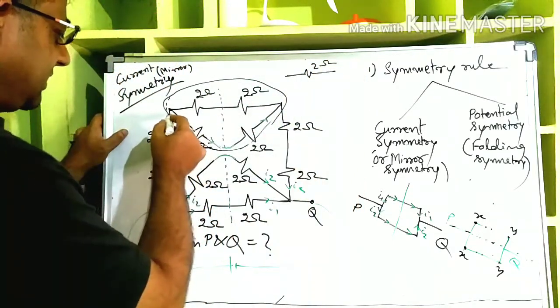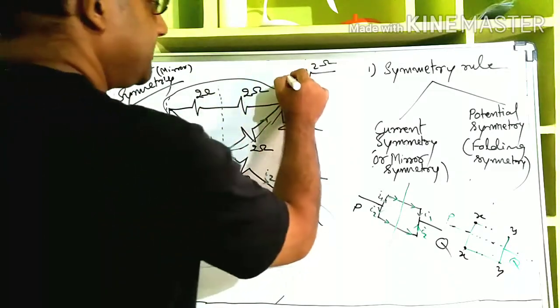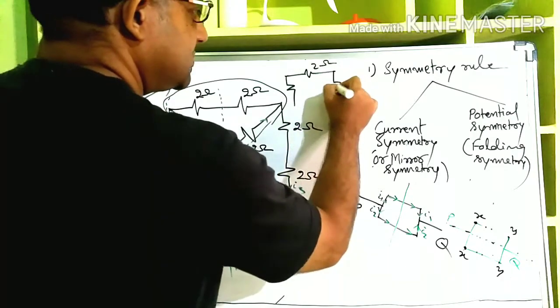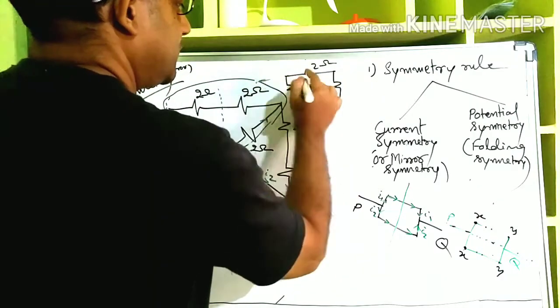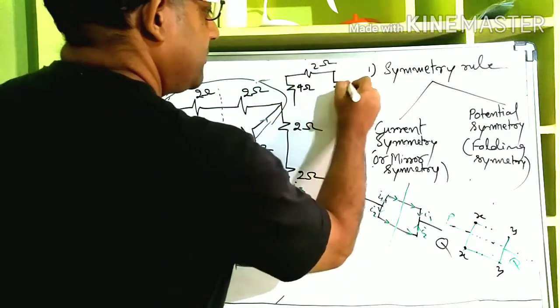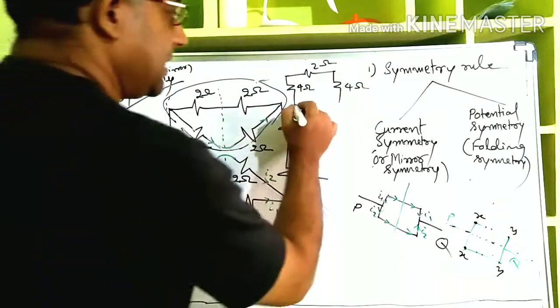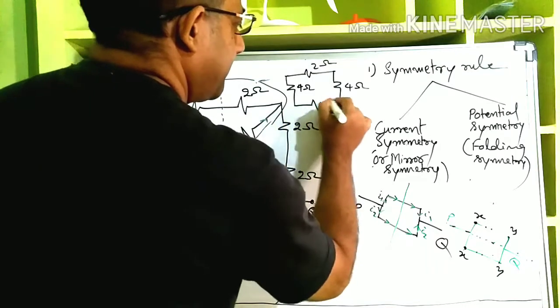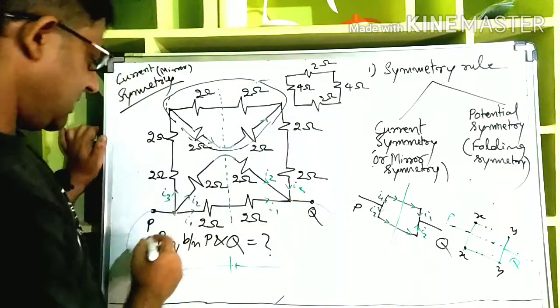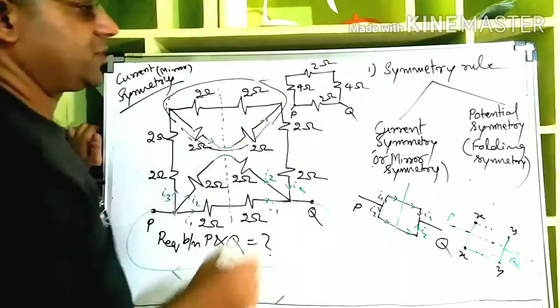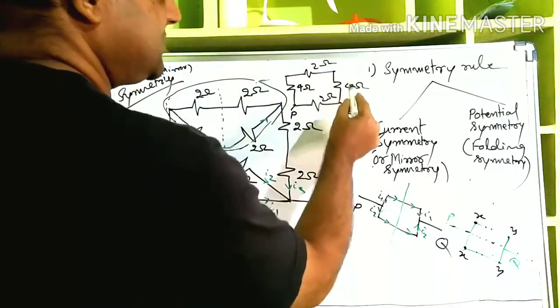Now that is in series connection with this 4 ohm, and this is a 2 to 4 ohm series. So let me write here 4 ohm, and these two 4 in parallel, so another 2 ohm, and here it is P, here it is Q, right? So these three are in series now.